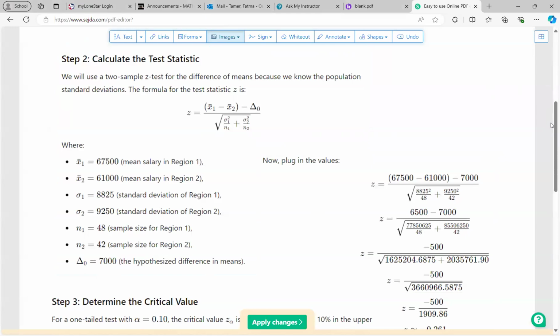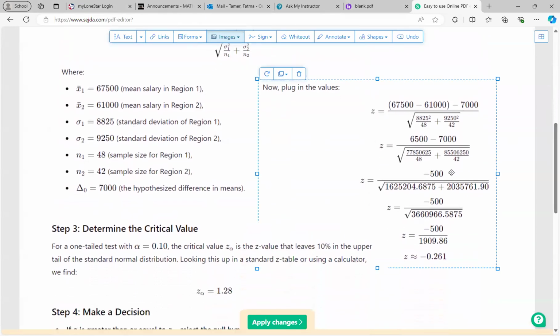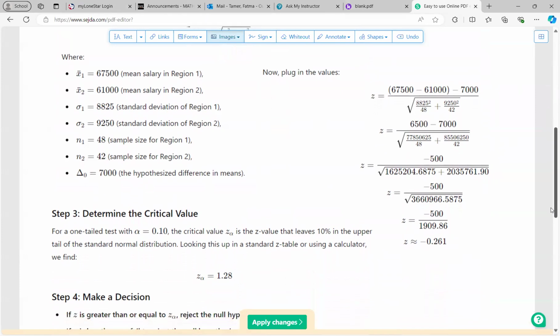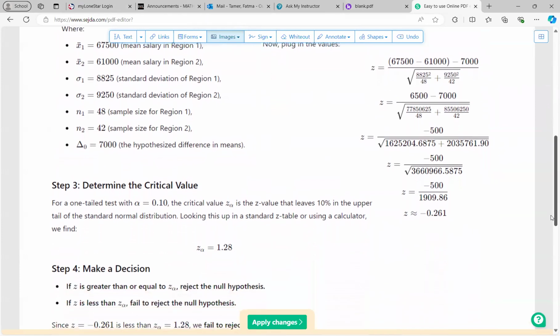So when we plug in all these numbers from the question into the equation, you can use a calculator. Your z value will be about negative 0.261. Now, for a one-tailed test with alpha equal to 0.10, the critical value z alpha is the z value that leaves 10% in the upper tail of the standard normal distribution. Looking this up in a z table or using a calculator, we can find 1.28. This is how we find z alpha from the z table.